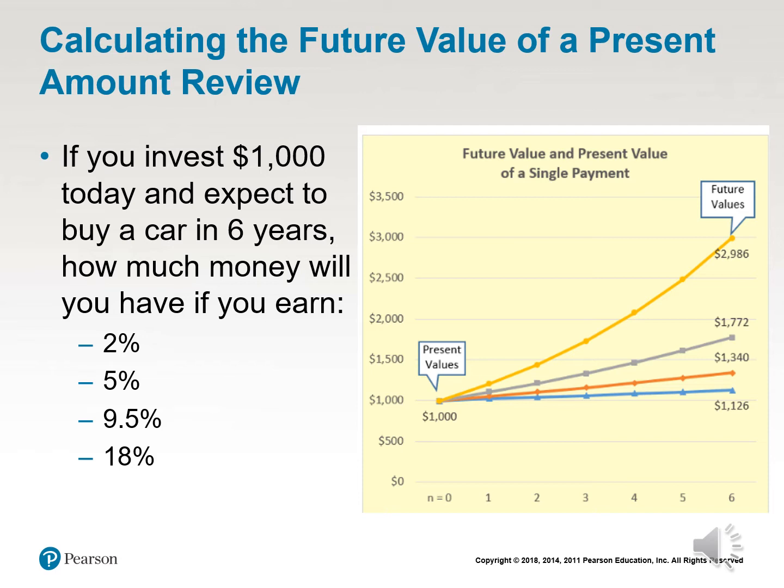We may have some rounding issues, but your numbers should come out fairly close to the numbers here in the graph. At 2%, around 1,126. At 5%, around 1,340, at 9.5%, around 1,772, and at 18%, you should have 2,986, or somewhere close to that amount, by the 6th year.